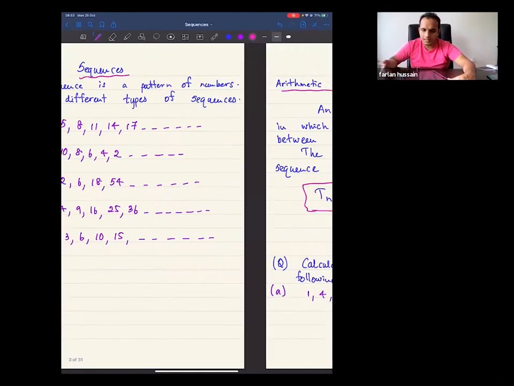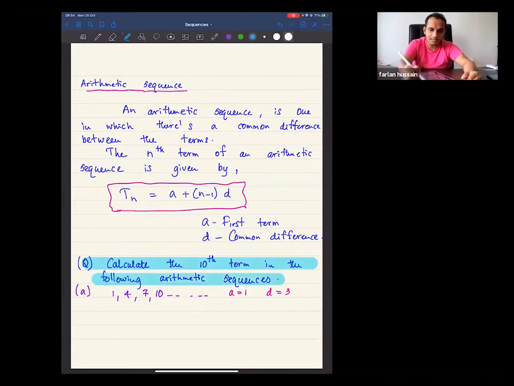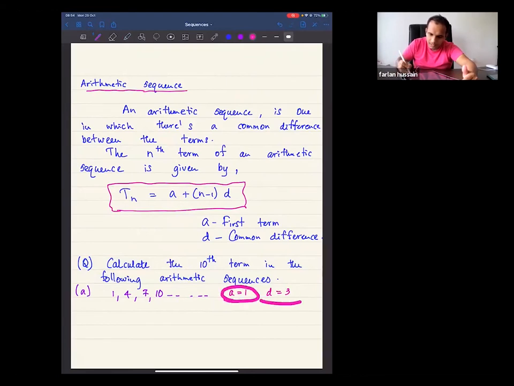All right. So the nth term of an arithmetic sequence is given by a plus n minus 1 into d. Let me discuss a few examples. Calculate the 10th term in the following arithmetic sequence. So we just have to find the 10th term. Look at this pattern: 1, 4, 7, 10, and so on. So the first term is 1 and the common difference is 3. So T10 is equal to a plus n minus 1 into d.